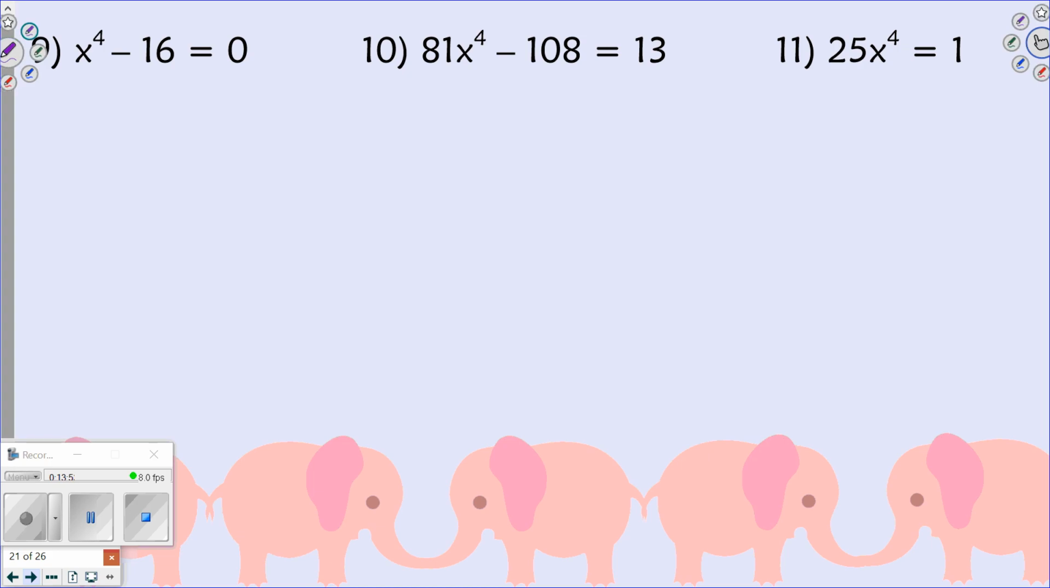All right. Let's do number 10. Let's do this one together. What do you want to do first? Subtract the 13. All right, so we get 81x to the 4th. What is negative 108 minus 13? Minus 121. Is there a GCF? There's not, but you always want to look for that, right? There's no GCF here.